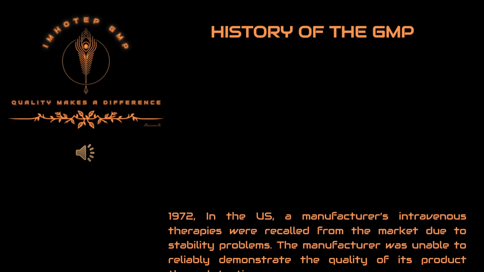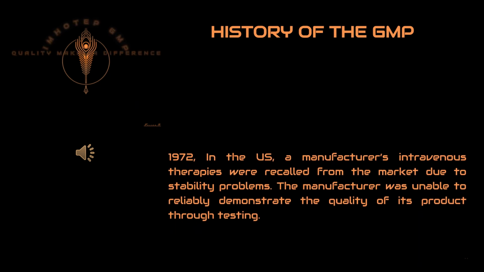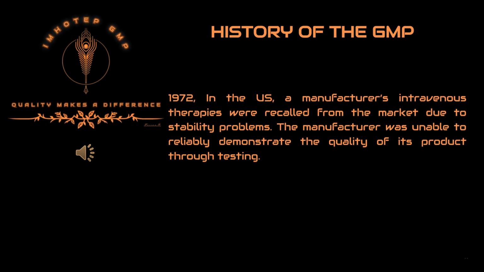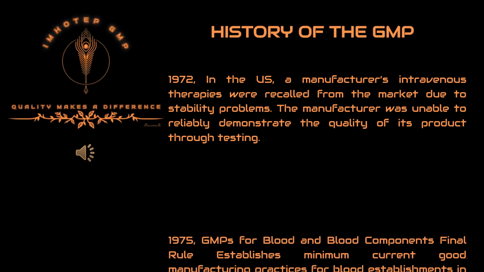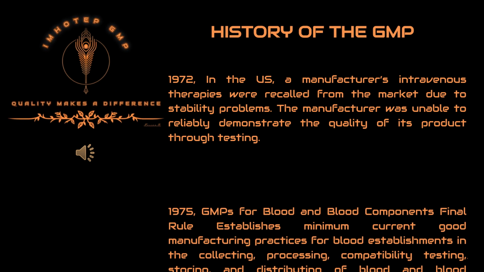1972. In the U.S., a manufacturer's intravenous therapies were recalled from the market due to stability problems. The manufacturer was unable to reliably demonstrate the quality of its product through testing.